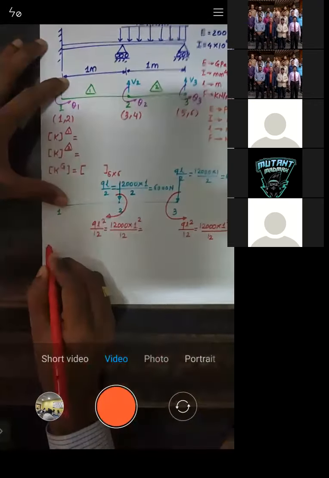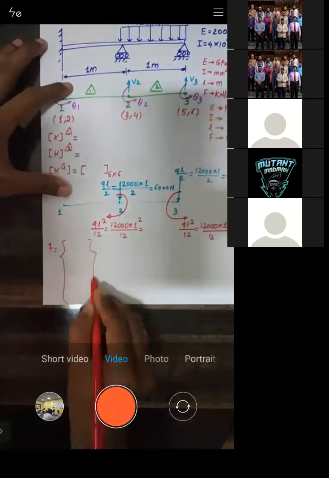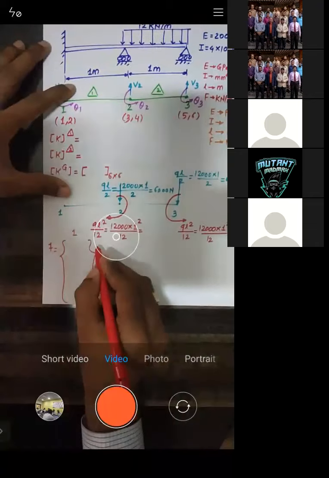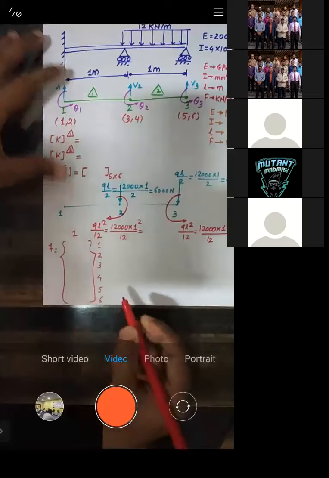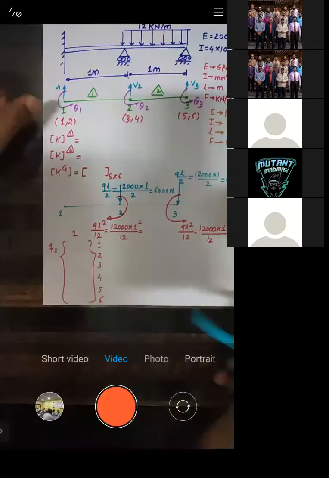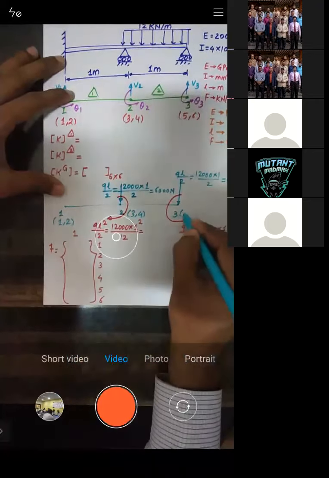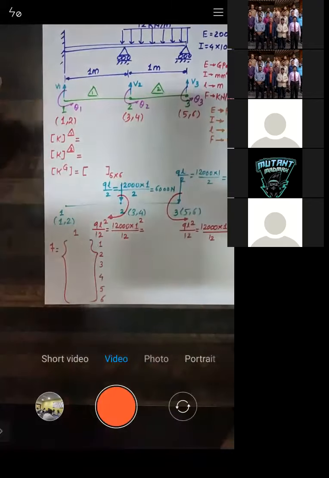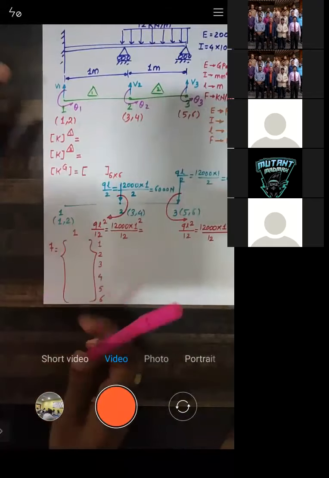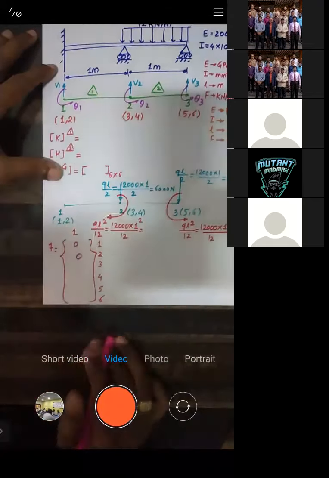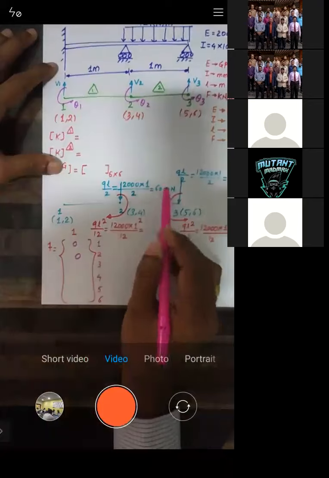We need to write down the force matrix. Obviously it will be like this: one column with 6 rows, 1, 2, 3, 4, 5, and 6. Every node has 2 degrees of freedom. For node 1 it is 1, 2, for node 2 it is 3, 4, and for node 3 it is 5, 6. At node 1, where the degrees of freedom are 1 and 2, there is no force and no moment, so I will mention these as 0.